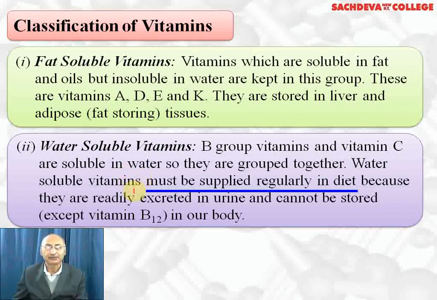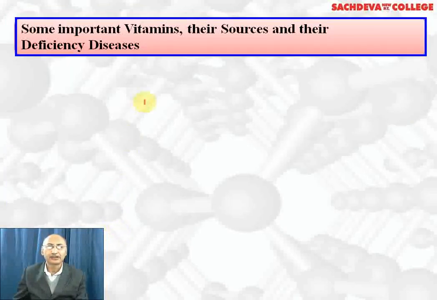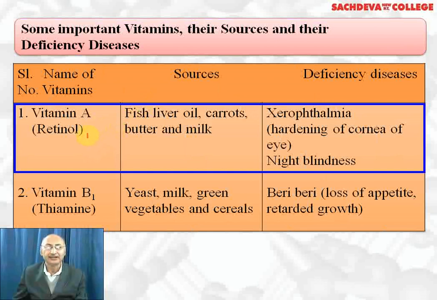Water-soluble vitamins must be supplied regularly in our diet because they are easily excreted in urine and cannot be stored in our body, except vitamin B12. Some important vitamins, their sources and their deficiency disease. First, we are taking vitamin A. Its chemical name is retinol. It's present in fish liver oil, carrots, butter, and milk. Its deficiency disease is xerophthalmia, hardening of cornea of eye, and night blindness.